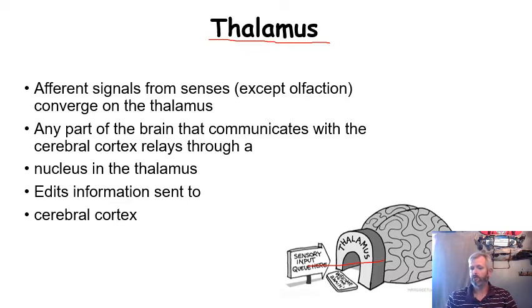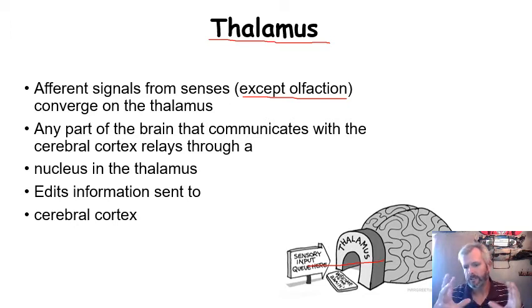Olfactory is the only sense that doesn't go through the thalamus. But let's say we got optic information. It's going to go here and then up to the visual cortex. So the thalamus sends it out to the visual cortex. Or if it's somatosensory, the neurons from the thalamus are going to send it up to the somatosensory cortex. So it's kind of like a relay station for all the sensory information.